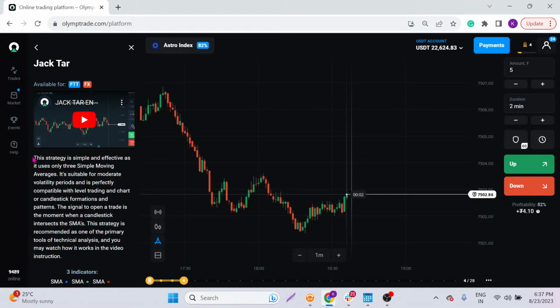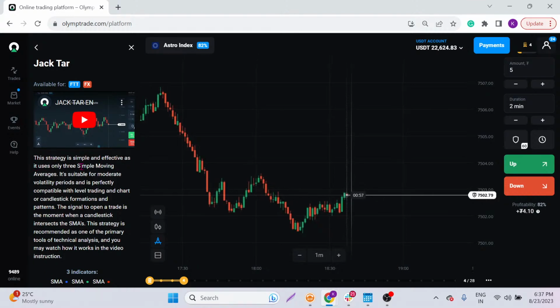Now, what is Jack-Tar? This strategy is simple and effective, as it uses only 3 simple moving averages. It is suitable for moderate volatility periods and is perfectly compatible with level trading and chart or candlestick. We know that it has 3 SMAs, 3 simple moving averages, and when there is normal volatility in the platform, that time you can use it.